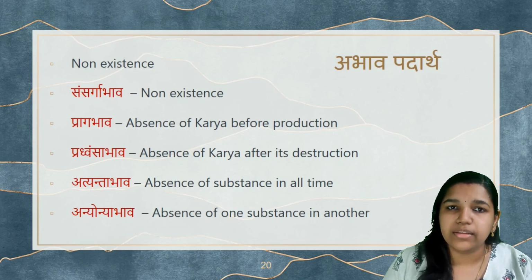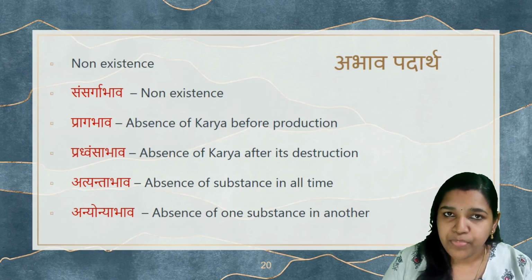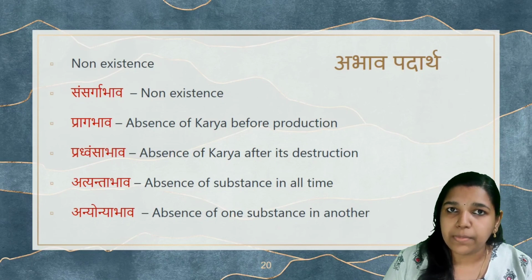So abhava padartha means non-existence of a thing, and it is mainly classified into two types, that is samsarga abhava and anyonya abhava. This samsarga abhava is again classified into three, that is prag abhava, pradhvamsa abhava and atyanta abhava.